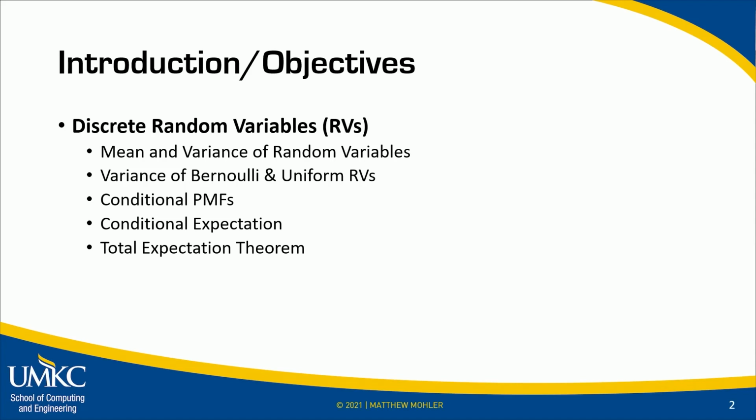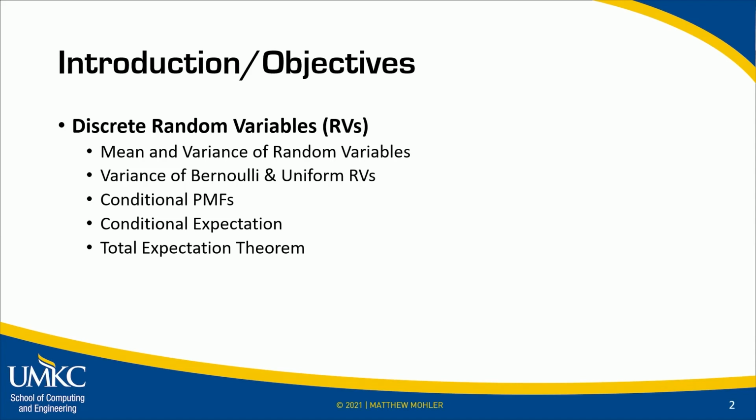at previously. So we're going to extend the mean and also look at the variance of random variables. How do we calculate the average, if you will, the mean, and then the spread, or how broad a given random variable is. And so mean and variance are going to do that for us. We'll also look at some special cases where we look at the variance of Bernoulli and uniform random variables.